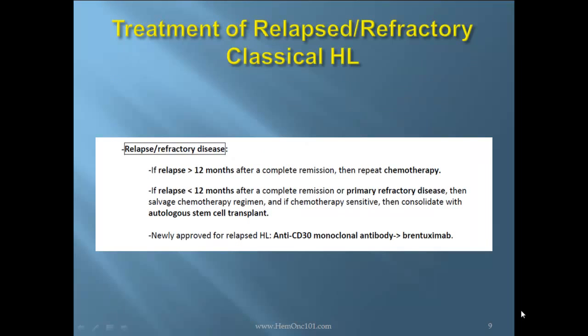Treatment of relapsed and refractory classical Hodgkin's. If relapse was more than 12 months after complete remission, then repeat chemotherapy. If relapse is less than 12 months after complete remission or primary refractory disease, then salvage chemotherapy regimen, and if chemotherapy sensitive, then consolidate with autologous stem cell transplant. Also, newly approved for relapsed Hodgkin lymphoma is the anti-CD30 monoclonal antibody brentuximab.